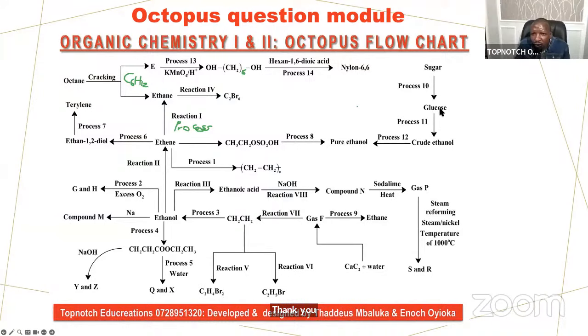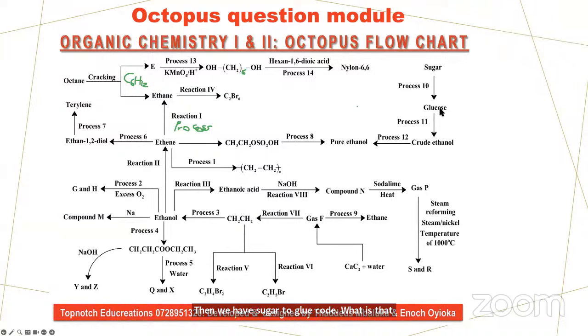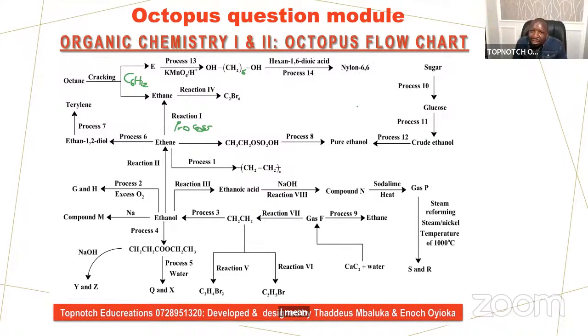Then we have sugar to glucose. What is that one? Fermentation? Hydrolysis? We first of all convert sugar to simple sugar. That is hydrolysis. Then sugar to crude ethanol is fermentation. Don't confuse the two. Are we together? Most books only say sugar to ethanol, but normally there is an intermediate step.